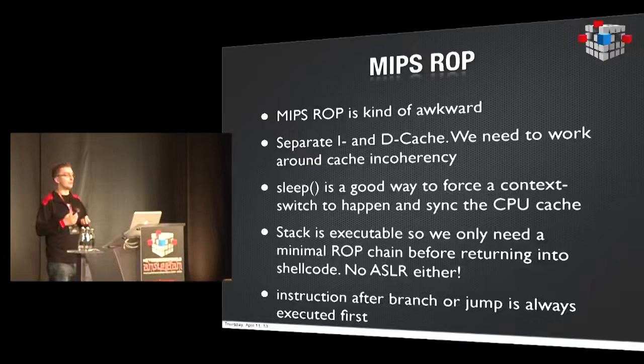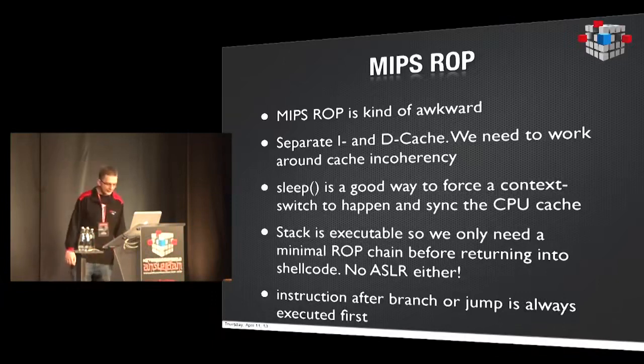Luckily the stack on this device is executable, so we only need a really minimal ROP chain to deal with the cache incoherency, set up a pointer to our shell code and eventually branch there. And there's no address space randomization either, so it makes things kind of cheesy, but it's still a hostile device. On the CPU architecture we don't really know yet, so there's a bit of a challenge.